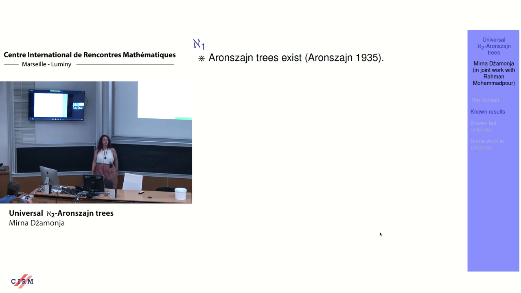So let me tell you what is known about α1. Of course, you all know that Aronszajn trees exist just in ZFC. They were constructed by Aronszajn, but their first appearance in print is in the thesis of Juro Kurepa in 1935, in Paris.